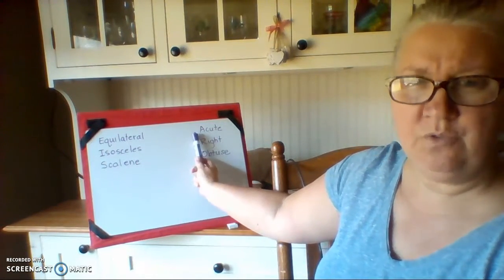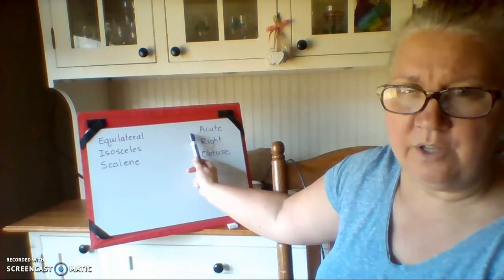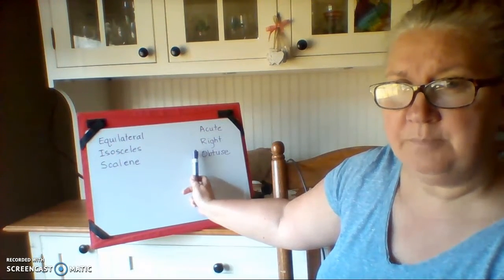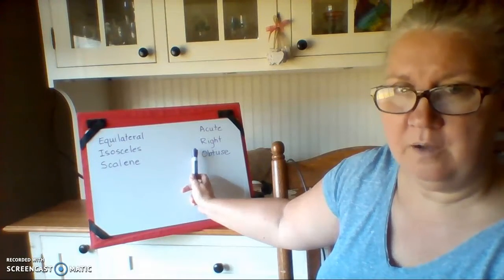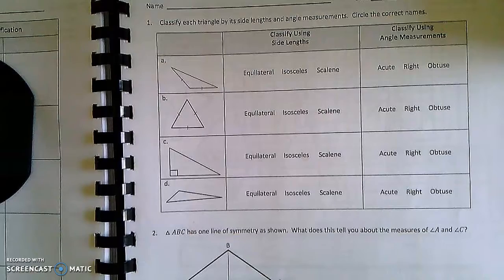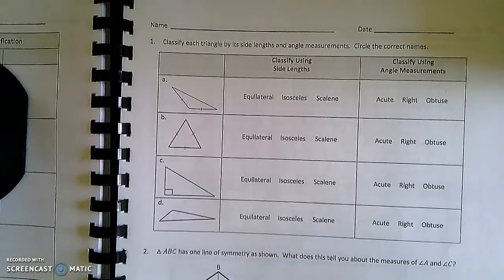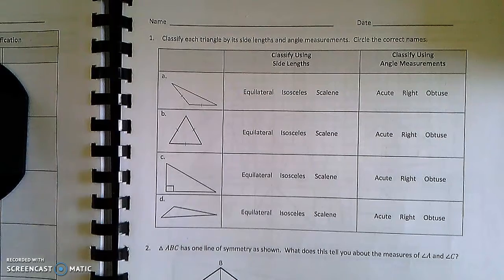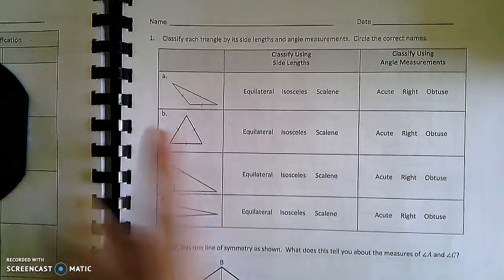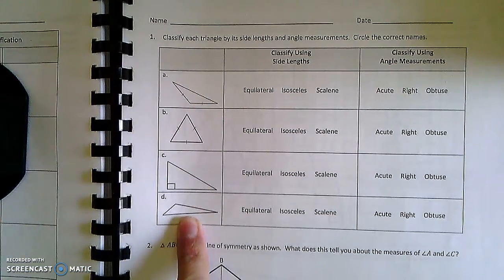And then an acute triangle has all angles acute. A right triangle has 1 right angle. And an obtuse triangle has one obtuse angle. And now we'll do the problem set. Okay, here we are, lesson 13, problem set. Classify each triangle by its side lengths and angle measurements. Circle the correct names. So the first column is the triangle.